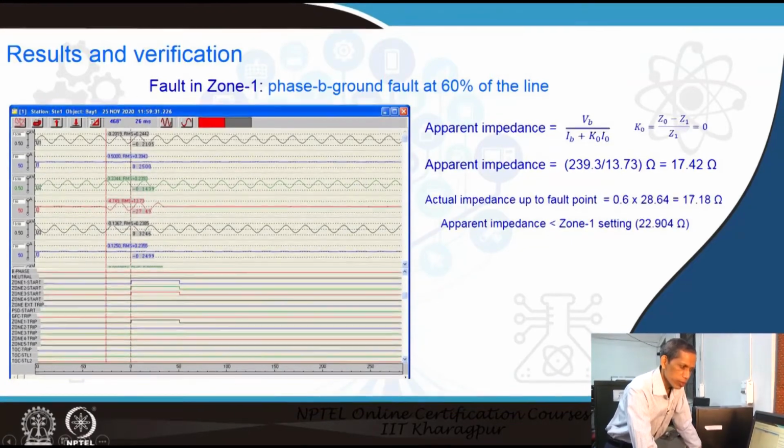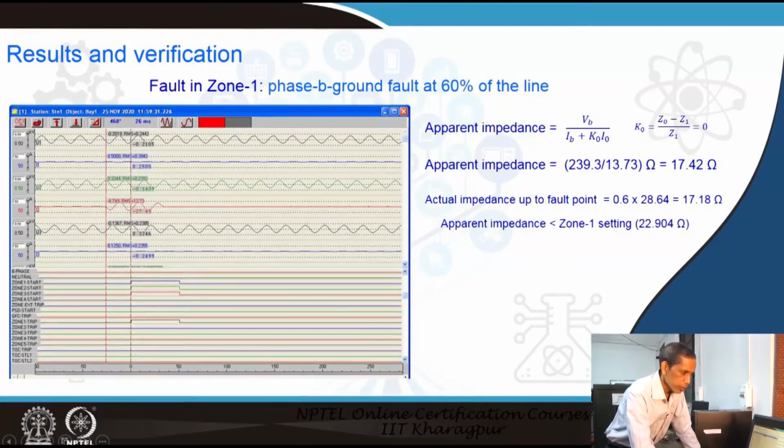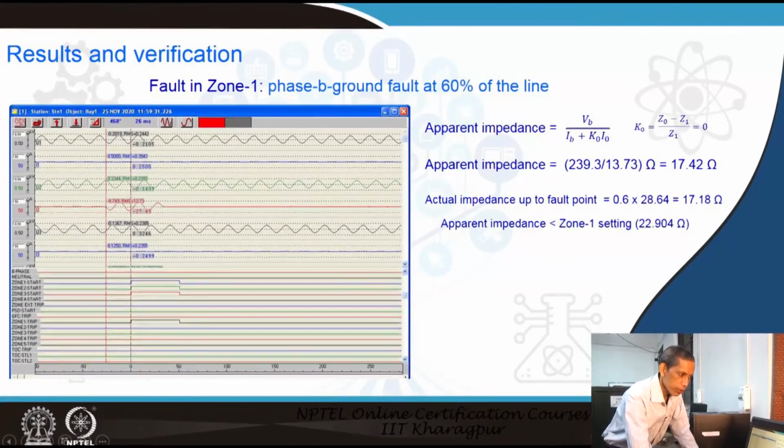So, we calculated this apparent impedance for the phase B to ground fault using the relation V_B upon I_B plus K_0 I_0, where K_0 equals (Z_0 minus Z_1) upon Z_1. But as already mentioned, because of the line which we have created here for lab experiment purposes, Z_0 equals Z_1, which does not happen in a typical line. Z_0 typically lies between 2.5 times to 6 times Z_1. So, for this arrangement Z_0 equals Z_1 equals Z_2. Therefore, K_0 happens to be 0.